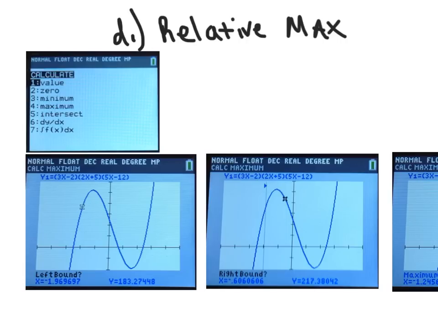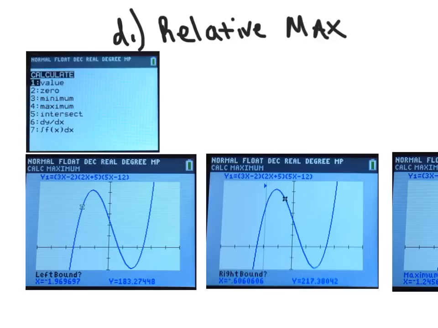We're ready to tackle relative max now, and the best news here is there's only one relative max on that curve, so we've just got to do this process one time. Again, go to the famous calculate menu, and this time we're going after choice number 4. We're going to find the maximum value here.